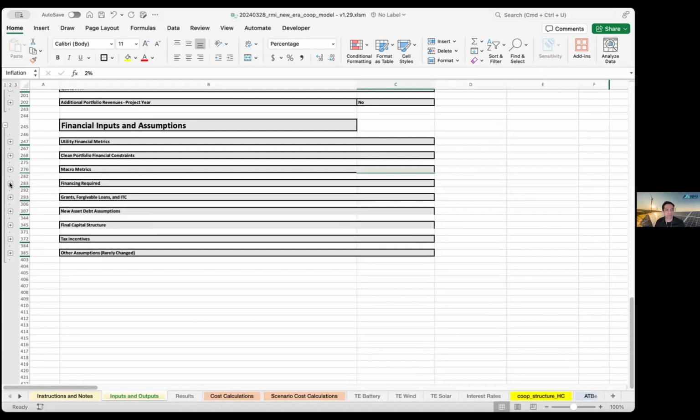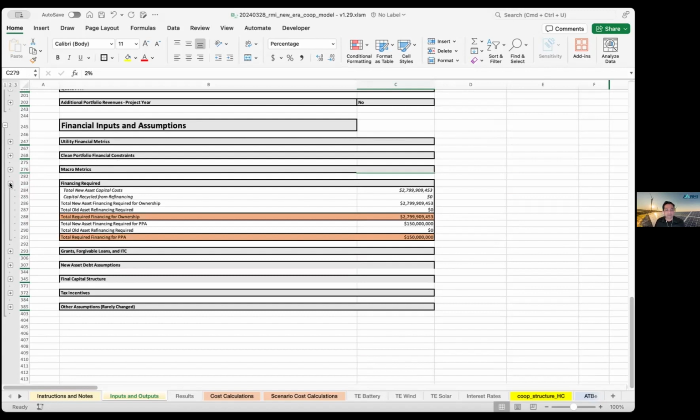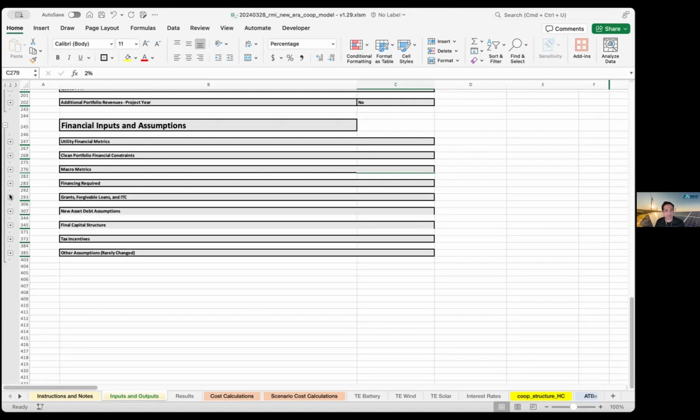The next section summarizes, based on the portfolio inputs and the details that you've entered, the financing that is required to achieve ownership of this asset and the financing that's required in the PPA case. For example, why would there be financing in the PPA case? Well, if you have some transmission that you're actually owning, then that is assumed to be financing that is required even in the PPA case, or if the battery wasn't included, for example. And so there is some financing that is required either in the ownership case or the PPA case, and that's just provided as an output here. There's nothing to input in that section.